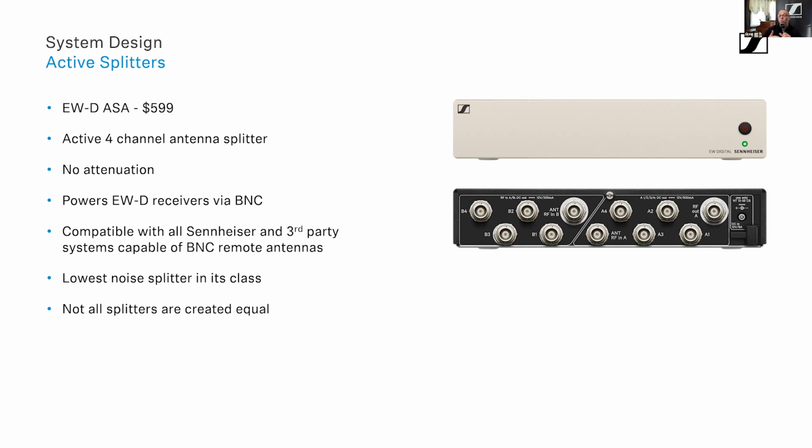So while we definitely know that almost all splitters will work with the Evolution Wireless digital system, we cannot guarantee that you'll get some of these amazing features out of it or the ridiculous range that we're going to show you here in just a second, because that additional noise floor can affect the intermodulation. It can affect your range.